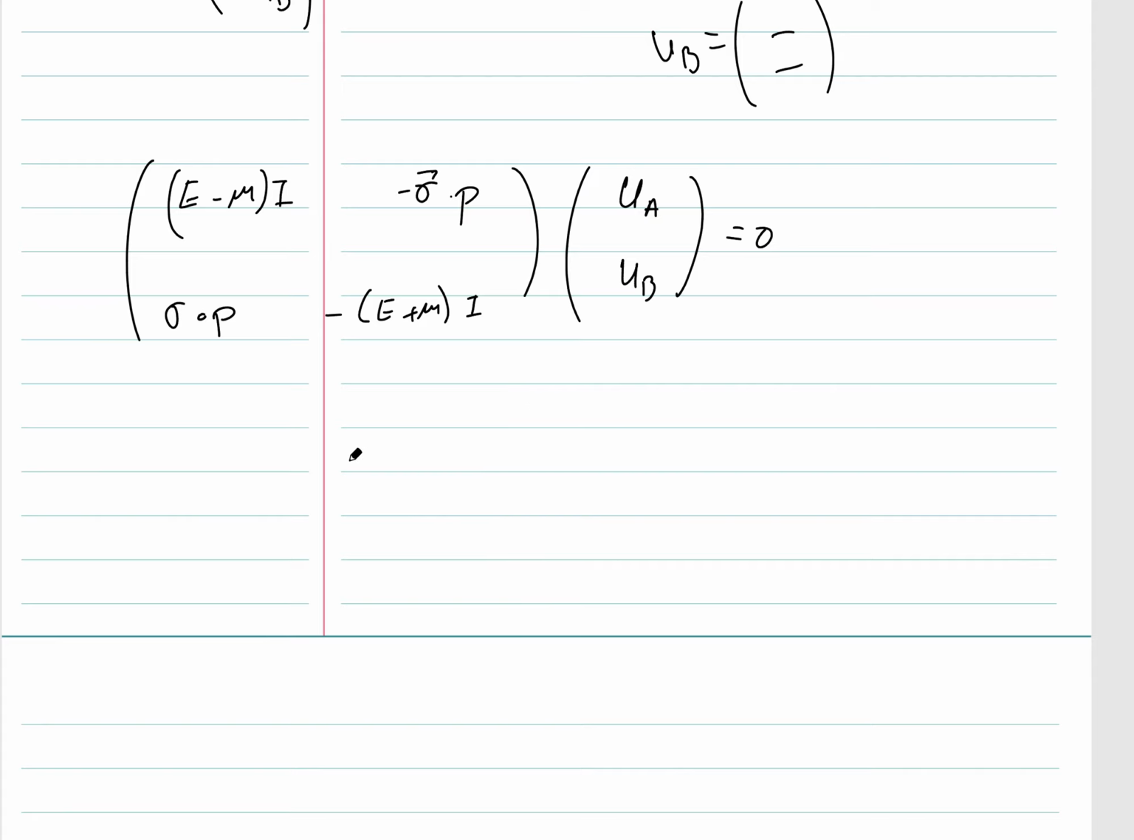Now when you solve this equation, you find the solutions: UA would be sigma times P over E minus M times UB, and UB would be sigma times P over E plus M times UA. Now, so we have these 2 solutions.